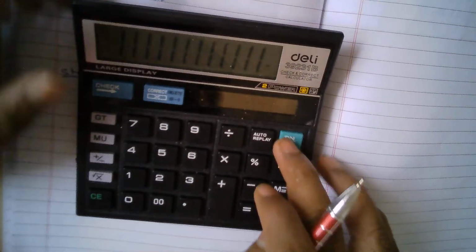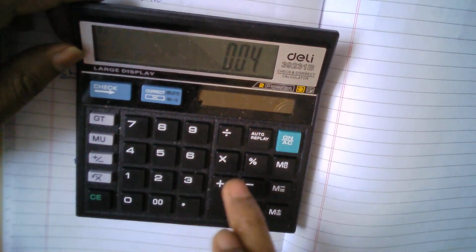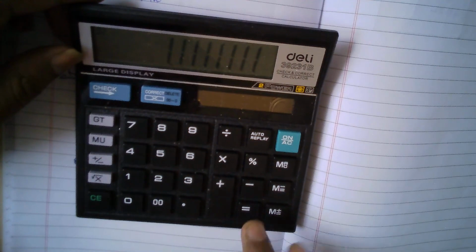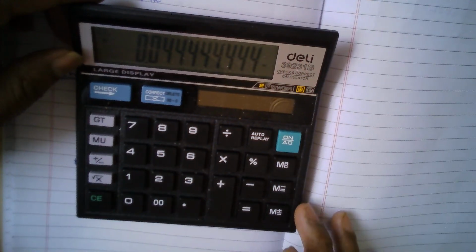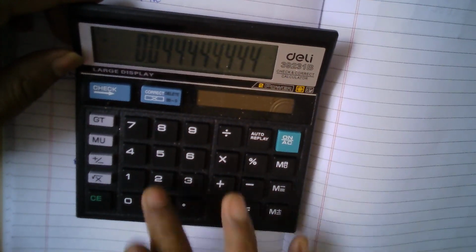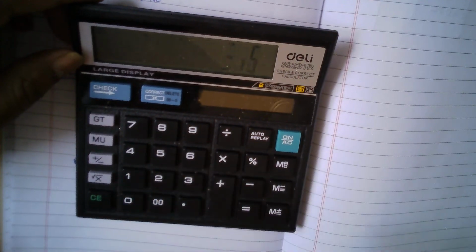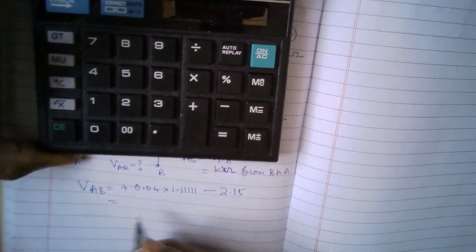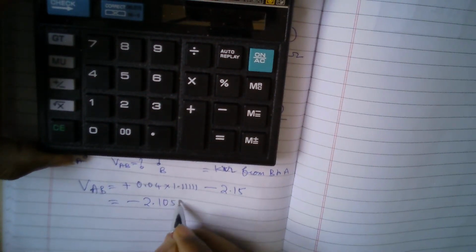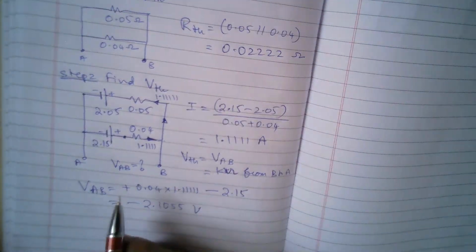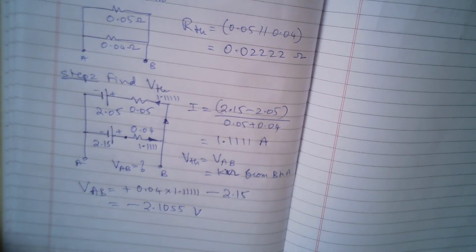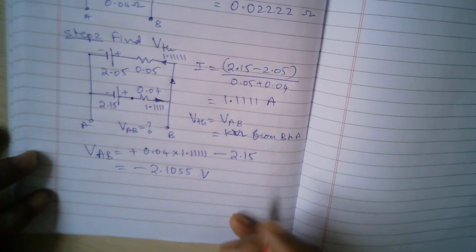Okay, so let us do that. 0.04 multiplied by 1.11111, I got something, minus 2.15. Okay, so I am getting a negative voltage, minus 2.1055 volts. What does this mean? VAB, the potential of A with respect to B, is actually lower potential. Okay, anyway, so we got the VTH.